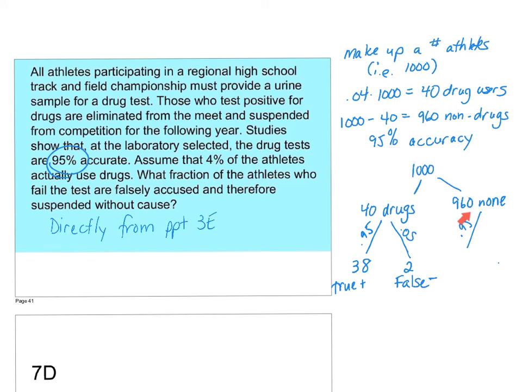95% of our 960 means 912 people were told they don't do drugs, and they don't, because they're part of the don't group. Lastly, 5% of the 960 gives us a total of 48 people. They were told an incorrect answer, hence the 5%, so they are false. They belong in the none, as in no drug use, but it's a false answer. Hence, it's a false positive.